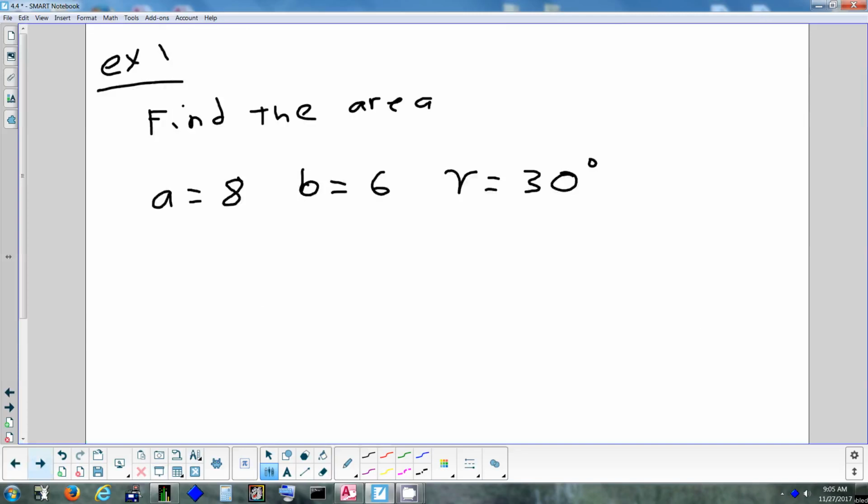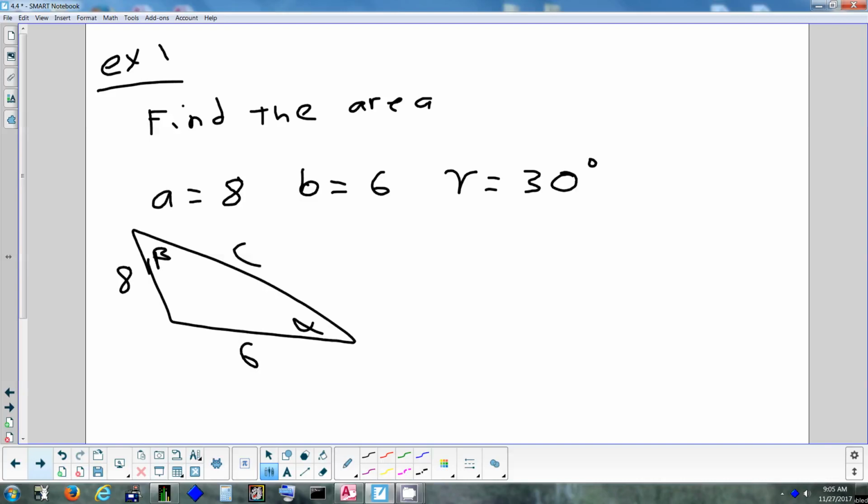So let's sketch it. Okay, you can sketch it any way you want. The only requirement is A across from alpha, B across from beta, C across from gamma. So I'll do A across from alpha, B across from beta, and then that leaves that side is C across from gamma. And gamma, I know I can label that. Gamma is 30. Again, I know that doesn't look like a 30-degree angle. It's not to scale. Okay.